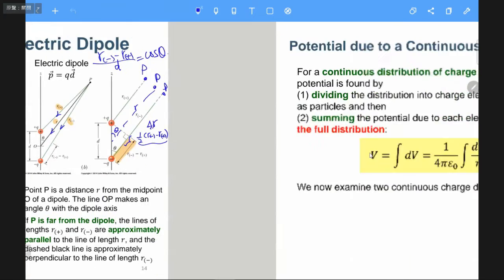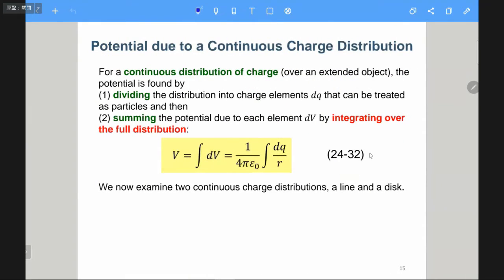So next, we try to consider something more difficult, which is the potential due to a continuous charge distribution. Similar to before, if we have a discrete charge, we can just calculate one by one and then add them together. But with a continuous charge distribution, even for the electric field, we need to cut it into many small charge packets, small charges dq, something like that.